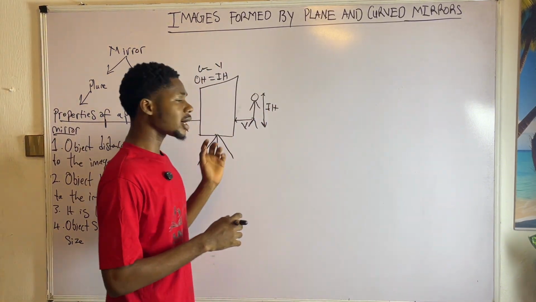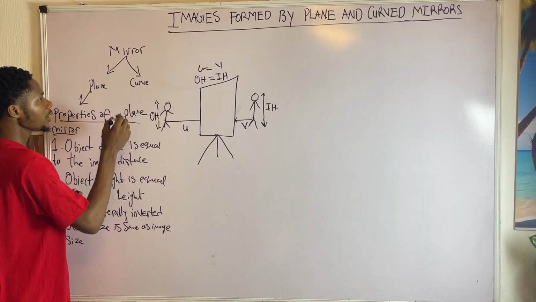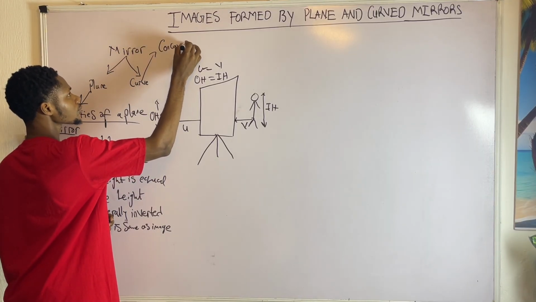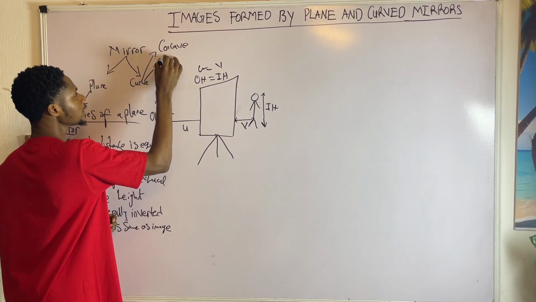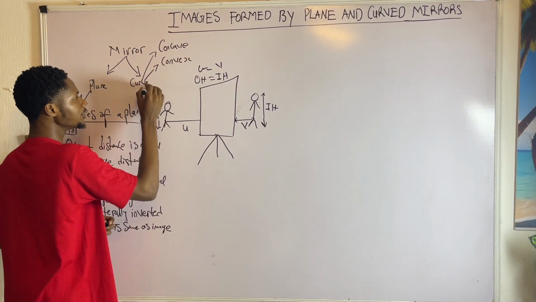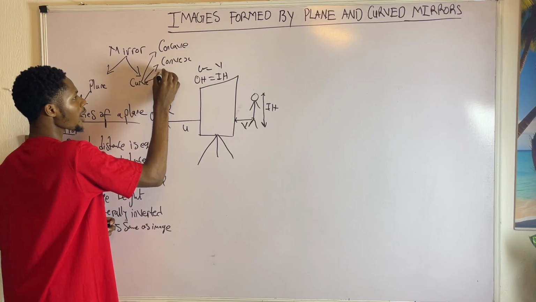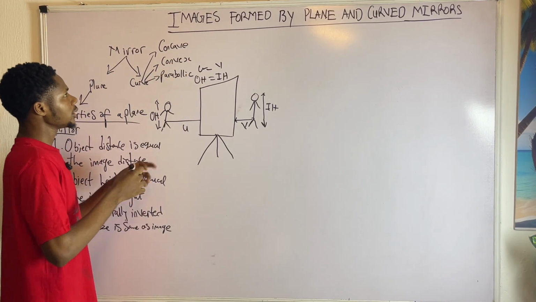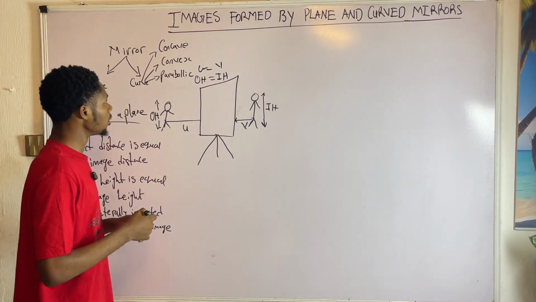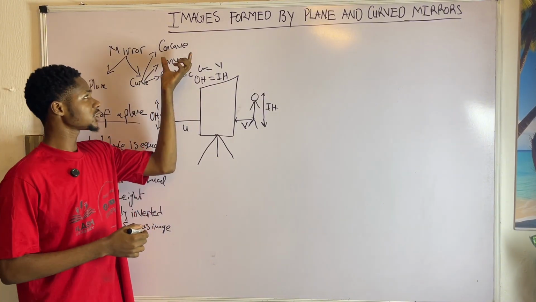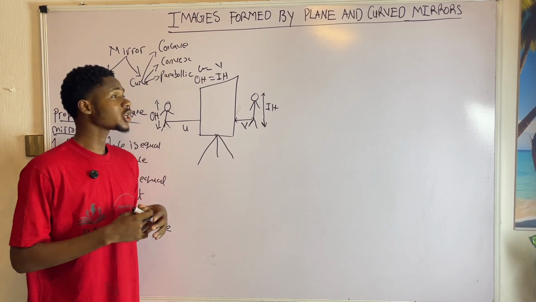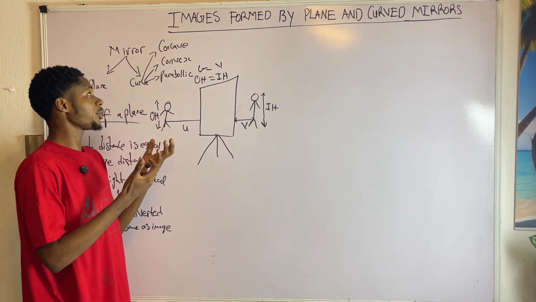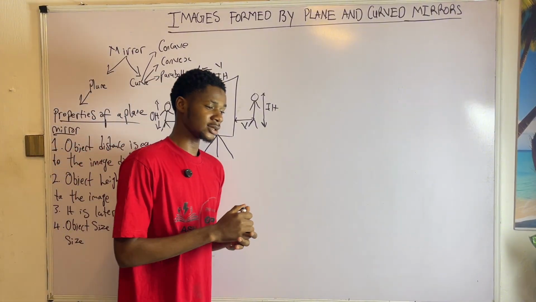Now I'll write out the three kinds of curved mirrors we have. The first kind of curved mirror is the concave mirror. The second one is the convex mirror, and the third one is the parabolic mirror. The concave, the convex, and the parabolic mirror. Basically these are the three kinds of curved mirrors we have. Most textbooks are going to eliminate the parabolic, to put just concave and convex. But it's important that you take note that we have three kinds of curved mirrors.